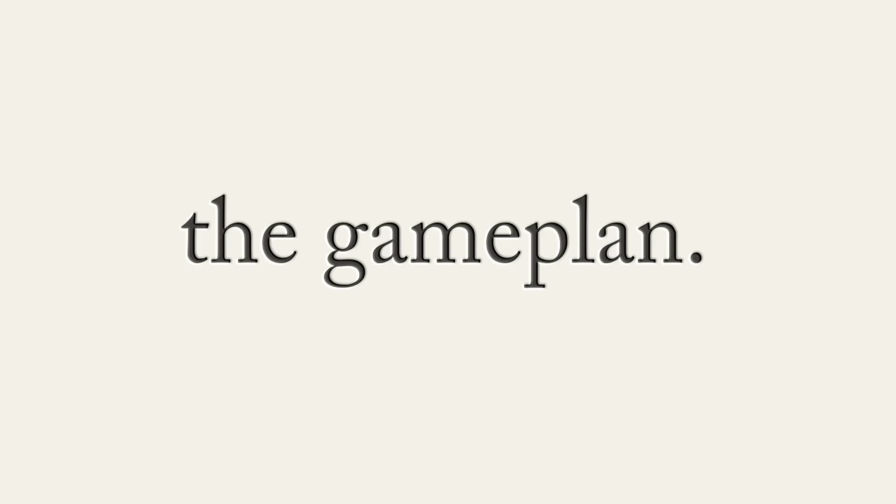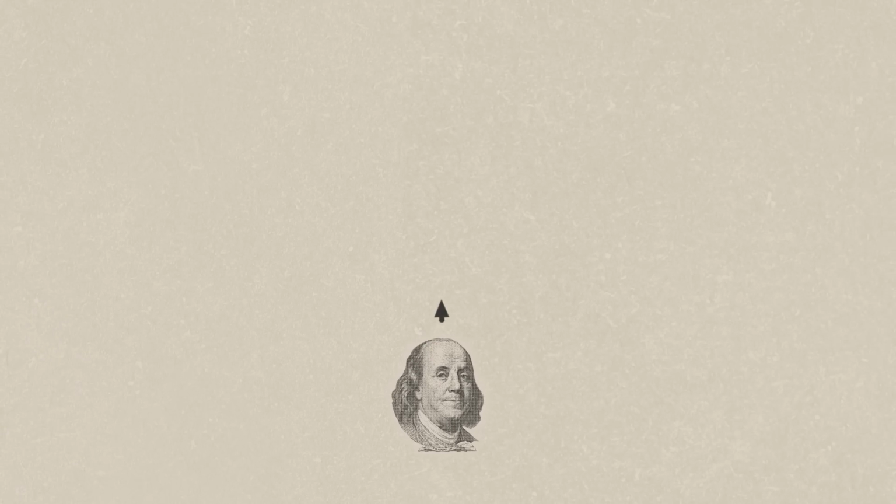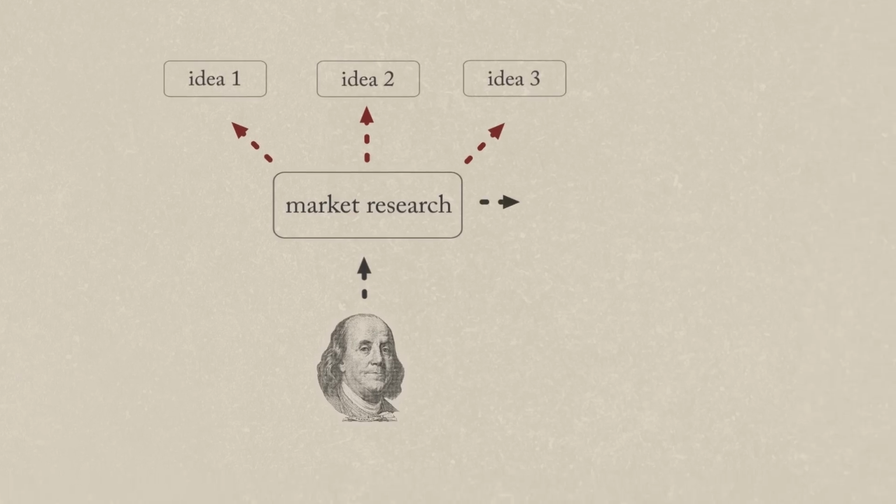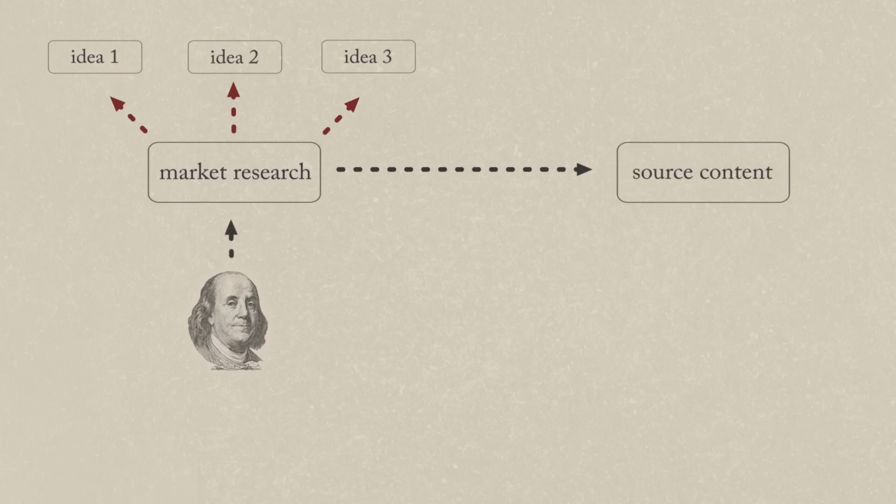All right, the first thing I want to do is lay out an actionable game plan. Step 1 is market research. We're going to spend 30 minutes to 1 hour in a self-induced internet wormhole to figure out what content is popular right now. And from that research, we're going to come up with 3 different video ideas to get the juices flowing. After that, we're going to spend a little bit of time sourcing the original content we want to use.